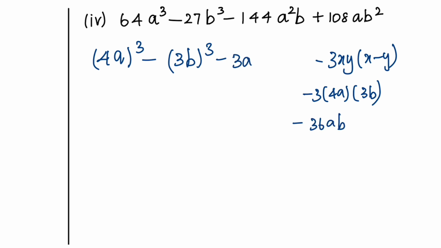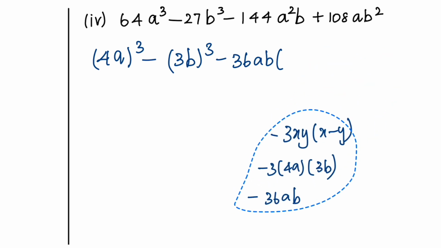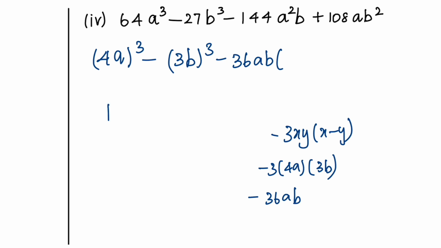So you can take minus 36ab as a common factor. What does that leave you with? 144 divided by 36. Okay, so you don't have to do it because you know it's going to be x minus y, so it's 4a minus 3b itself. If you want you can check that, right?